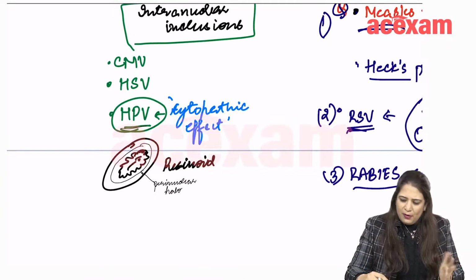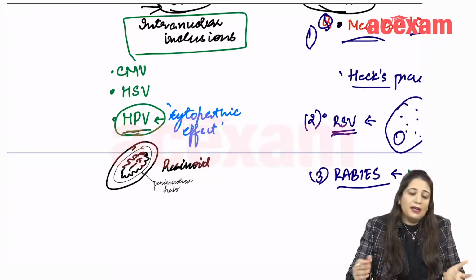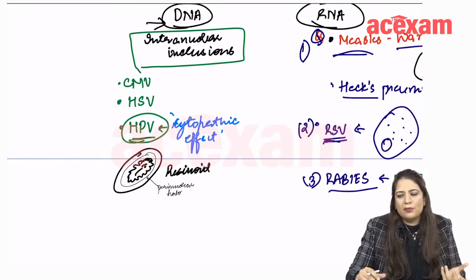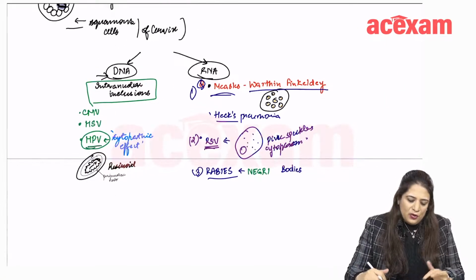So if you know these intranuclear inclusions, that is good enough. You may encounter an entire list in your books, but those are seldom asked. So let us move on to another important topic pertaining to these two questions, and that is the oncogenic viruses.